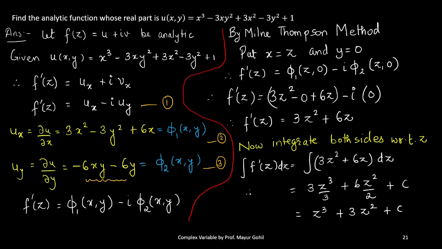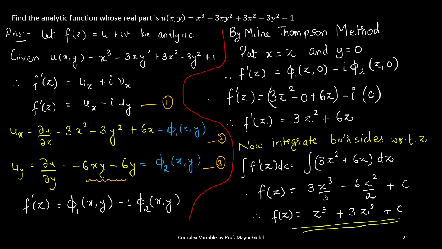So here f dash of z will turn into f of z. So I get my final answer as f(z) = z cube plus 3z square plus c. This is our final answer.